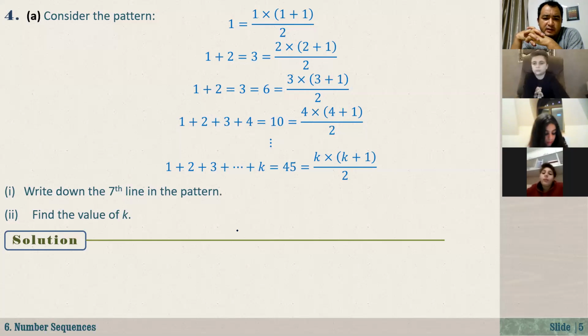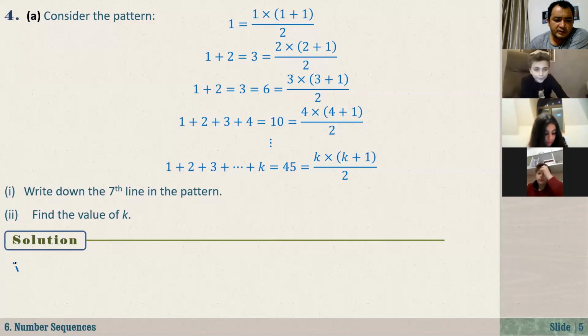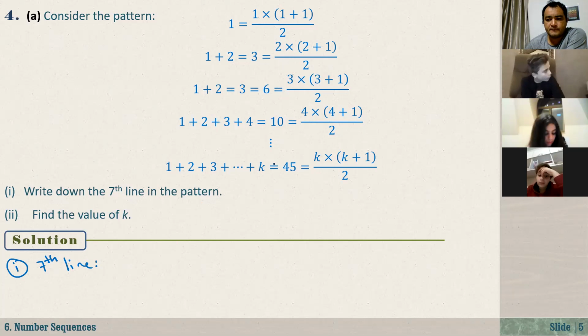Consider the pattern. Now, what is the 7th line in this pattern? Can you just tell me what we should write for the 7th line? Let's just write here part 1, that is 7th line. Again, we are familiar with this number pattern, right?